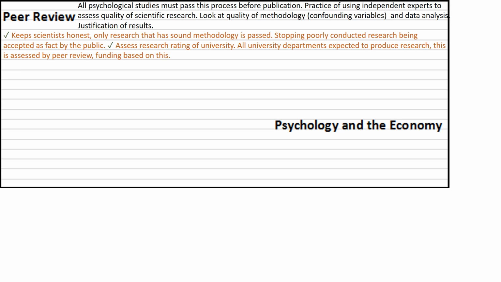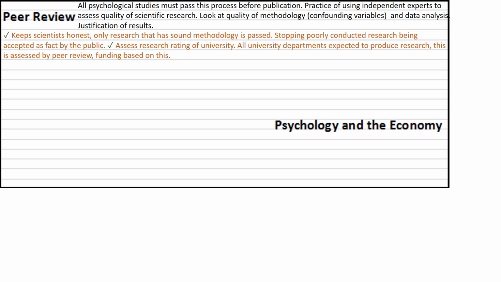So once their research is produced, their research is then checked by peer review, and as part of this process, about how many peer-reviewed articles are released per department, their research rating will be decided on. So we've got two big reasons really: keeping the scientists honest so you can protect the public, and also assessing the research rating of universities.